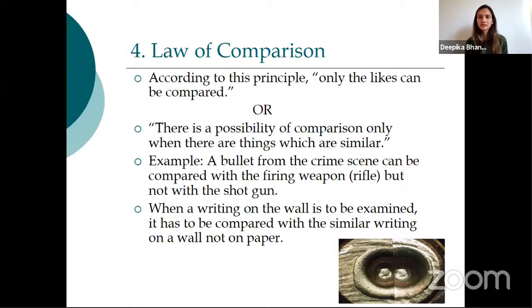It says only the likes can be compared. So we cannot compare a table with a chair or a male with a female or a blood with a rust, something like this. So we need to have a similar, like as I told, in case of a rifle bullet, it has to be compared with a rifle bullet only. It is not to be compared with the shotgun. And the same way, if handwriting samples are found on the wall, they need to be compared with the writing samples on the wall, not on the paper.